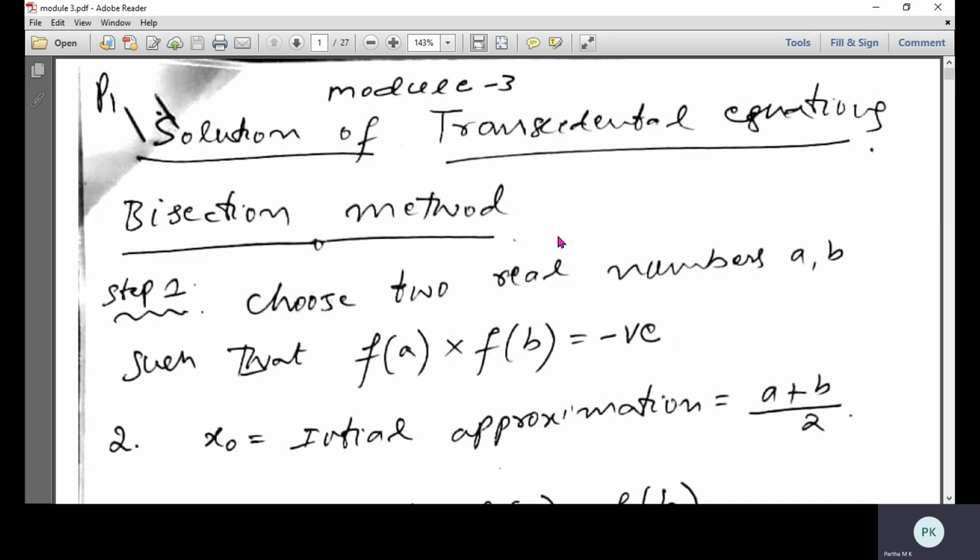Today we are starting with module 3. First chapter is solution of transcendental equation. First method is bisection method.